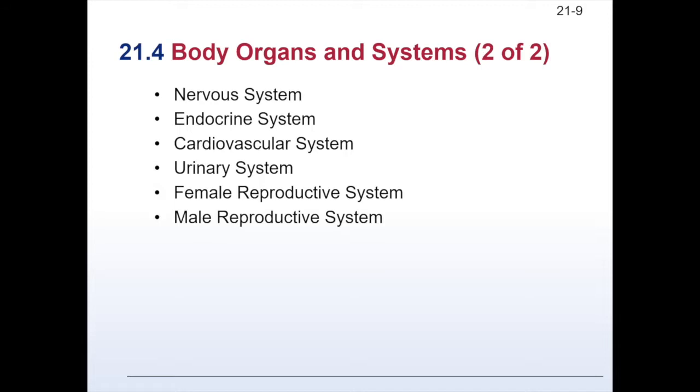Male reproductive system. The male reproductive system produces and transfers sperm cells to the female and produces hormones that influence sexual functions and behaviors. It consists of the testes, accessory structures, ducts, and penis.